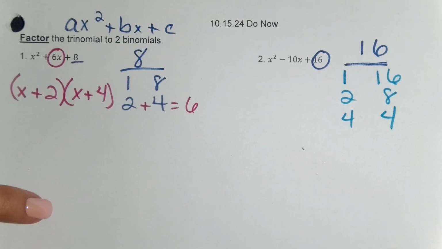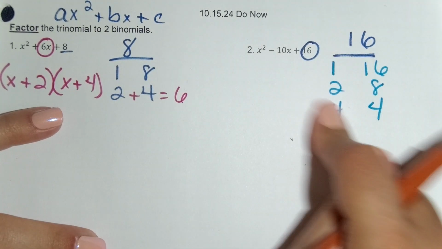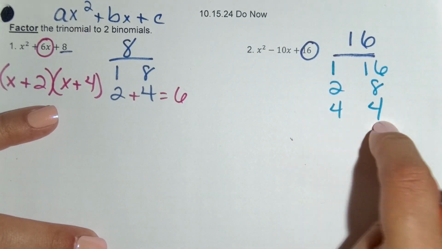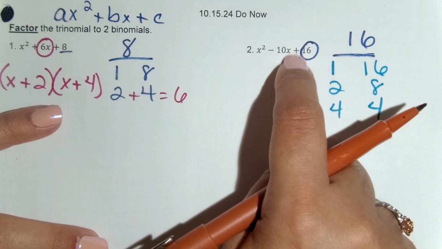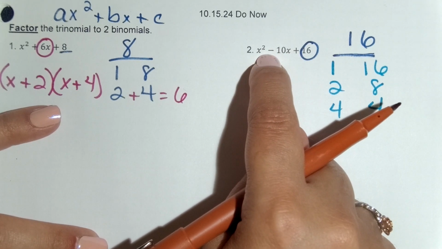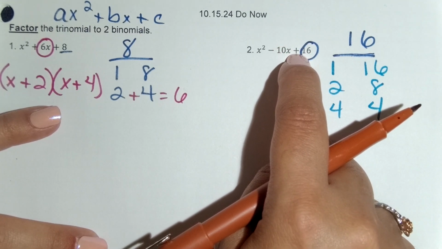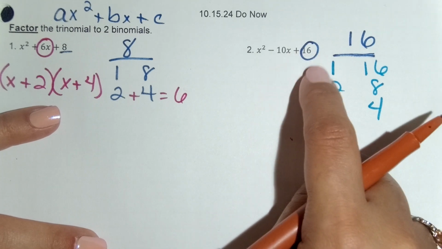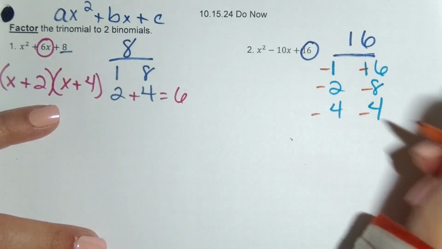What number am I trying to get to? Negative 10. That matters. That means I need to possibly play around with these numbers to try to get negative 10. However, if we look at this right here, what is the only way we can get positive when we have two negatives? I think I just gave you the answer. We need two negatives. What's a negative times a negative? Positive. That means both of these factors will be negative.